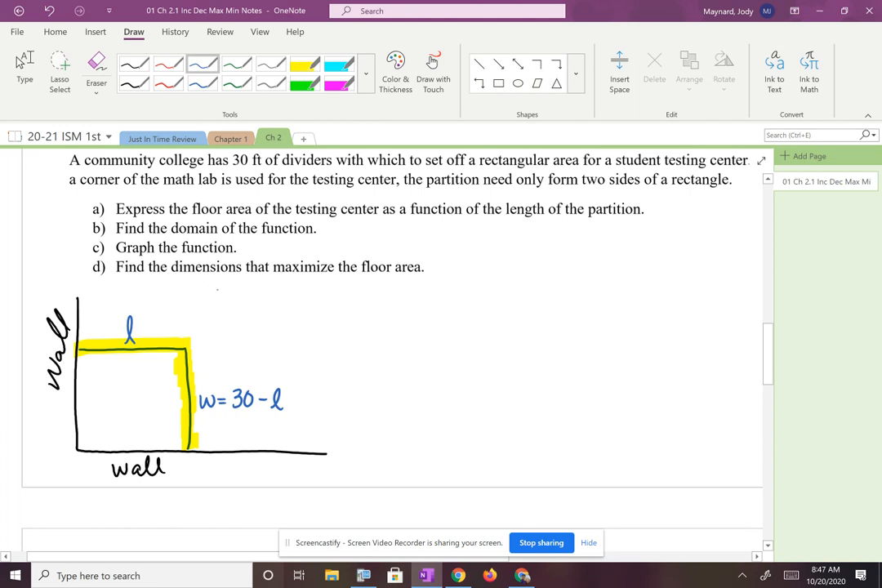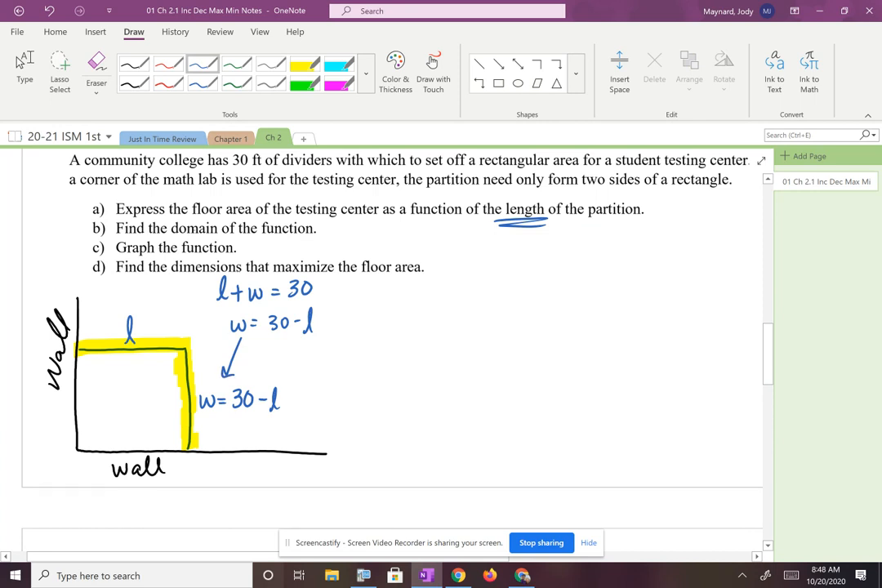And again, if you needed that, you could have just said, well, length plus width is equal to 30. And we want to get width because it says we want length in the equation. We want length in the equation. So we want to subtract L from both sides. So 30 minus L. Same thing if you need to do it that way. Okay. And then there's this if you need it.